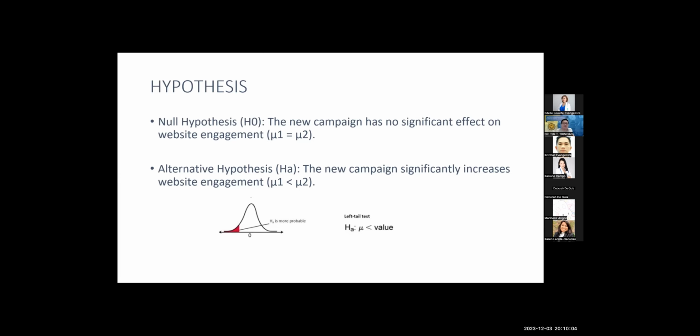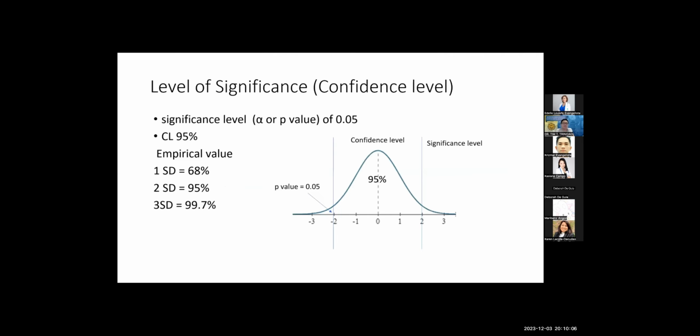For the third step, we will state the confidence level. In our data, we're given the confidence level of 95%, which is an empirical value with 2 standard deviations, and the significance level or alpha or p-value of 0.05. So here is the confidence level, 95%, and the p-value of 0.05.